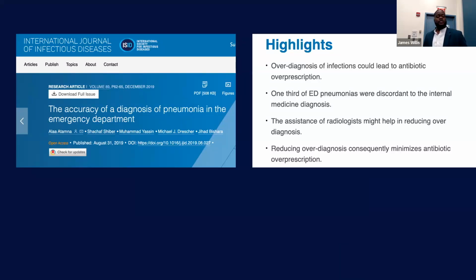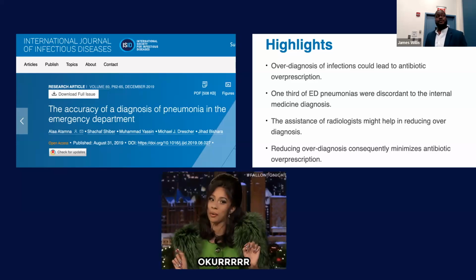Highlights from the article show there's an overdiagnosis of infections that can lead to antibiotic prescription. Next, 1/3 of the ED pneumonias are discordant to the IM diagnosis. So when our patients go upstairs to the hospital, we have IM doctors that say this actually wasn't a diagnosis of pneumonia. The assistance of radiologists might help, but as EM docs, we should always read our own films, and reducing the overdiagnosis could minimize the antibiotic over prescription. So now Cardi B understands why we actually need to know this.